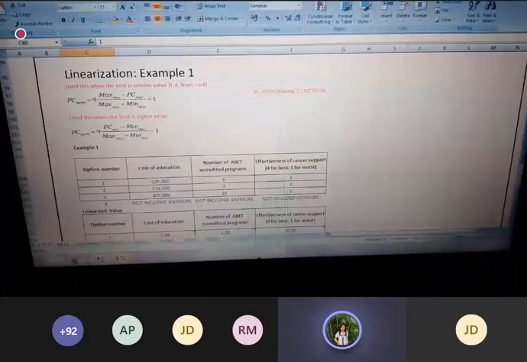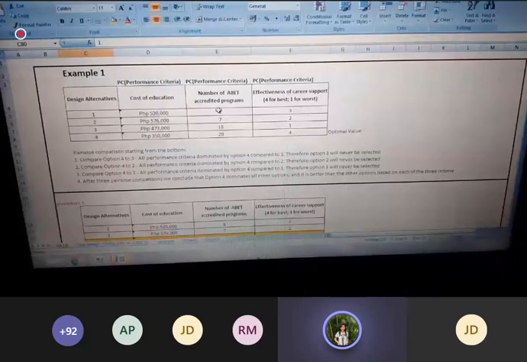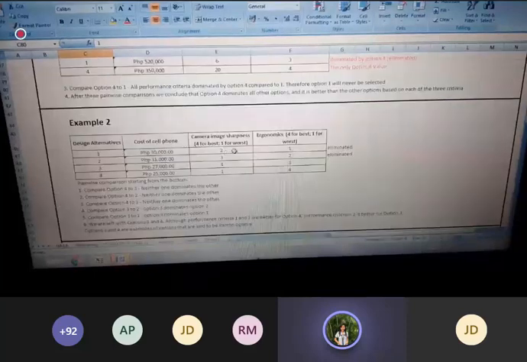When it comes to the linearization, we have a formula here, because in our design, there are different measurements we use to identify each criterion. Let's say, for instance, for example number 1, we have cost of education, which is in pesos. This one is units, and others are in the scale of 4 to 1. 4 is the best and 1 is the worst.